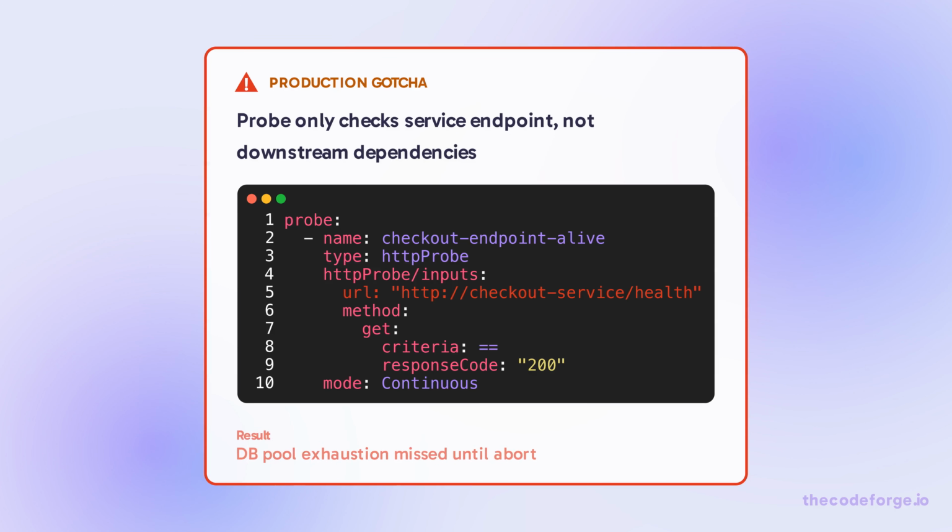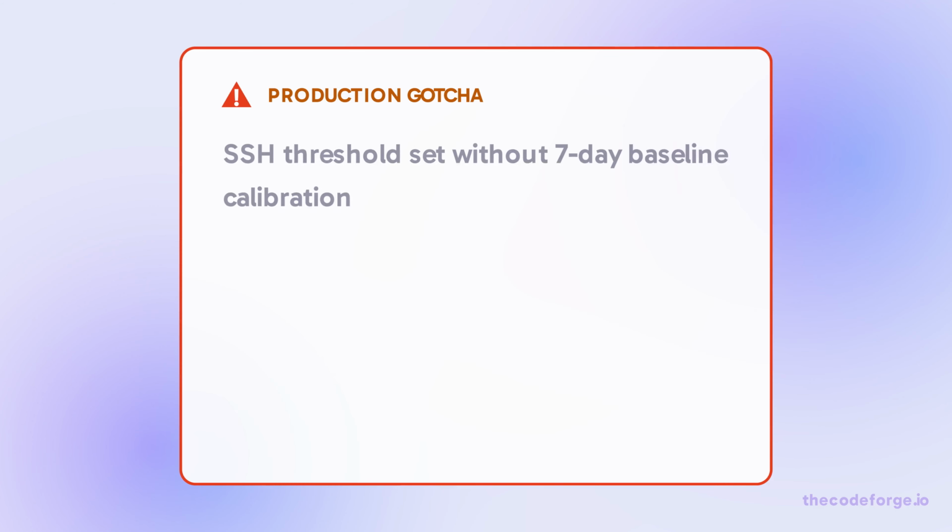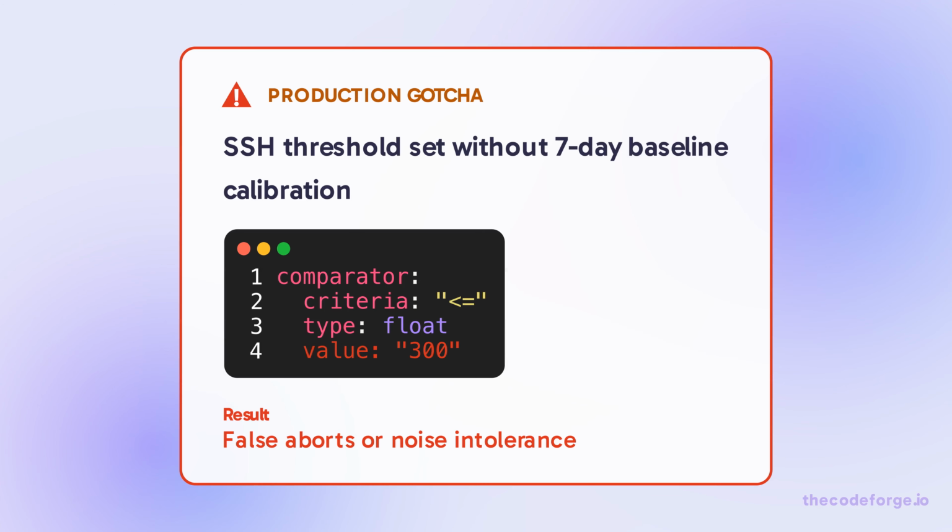The probe only checked the checkout service health endpoint. It didn't monitor downstream dependencies like the database connection pool. When retries exhausted the pool, the probe still saw HTTP 200, so the abort came too late. Always monitor downstream dependencies.